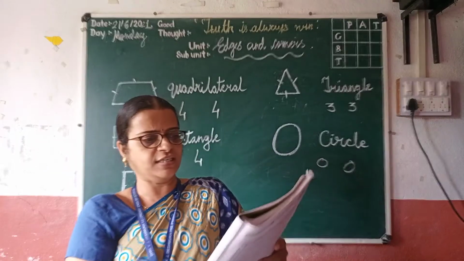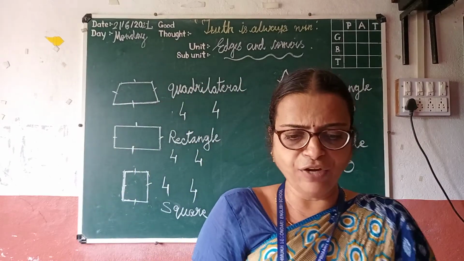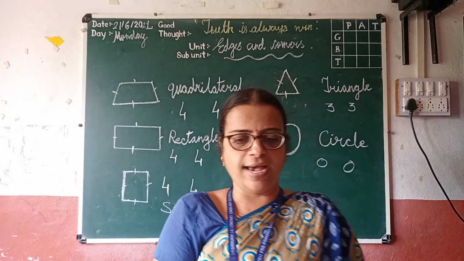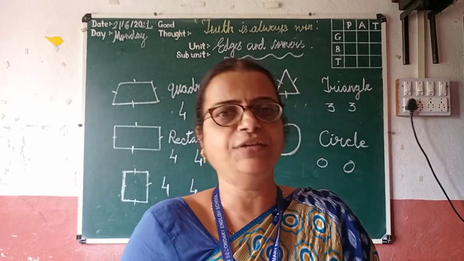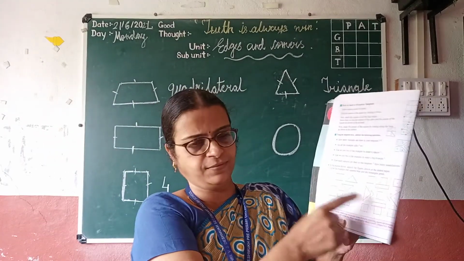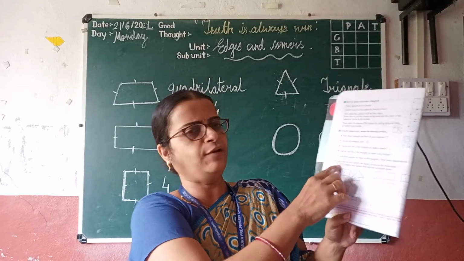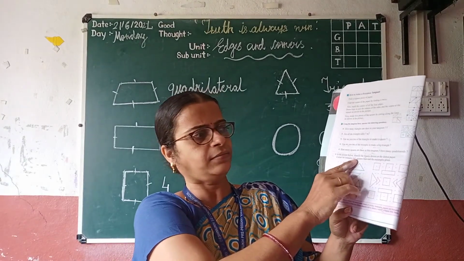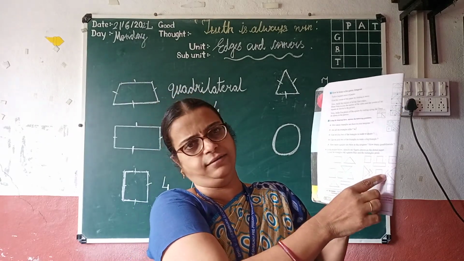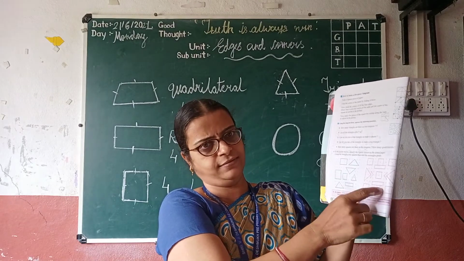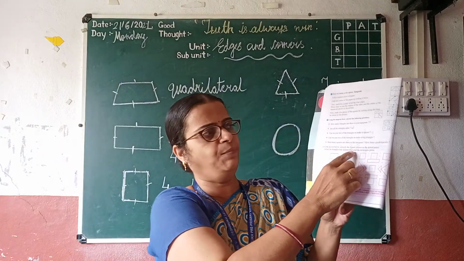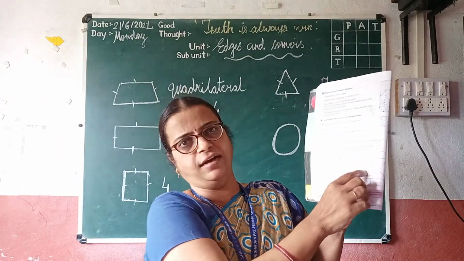So the last question here. In the picture below, identify the figures, draw them on the dotted paper and color the triangle red, the square blue and the rectangle green. See, in your notebook you have to draw this same picture. And what you have to do? You have to color the triangle red, the square blue and the rectangle green. Student, you have to draw this.